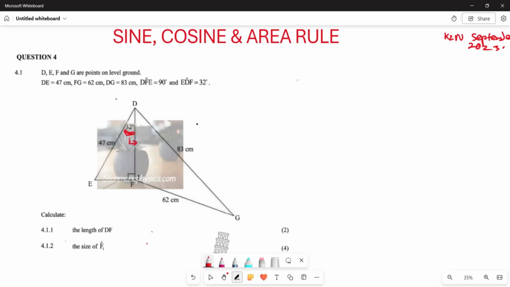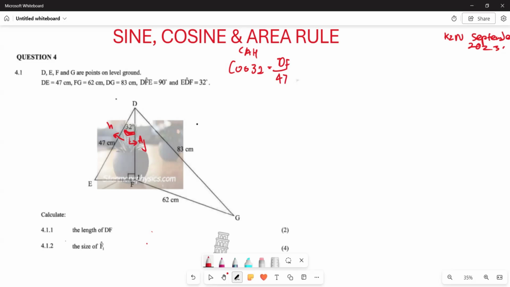We are looking for this side here, which is the adjacent side, and we have the hypotenuse, right? So we are going to apply the cos. When you say cos of 32 degrees, remember cos is CAH, which is adjacent over hypotenuse. The adjacent side is the side you are looking for, which is DF, and the hypotenuse is the 47.